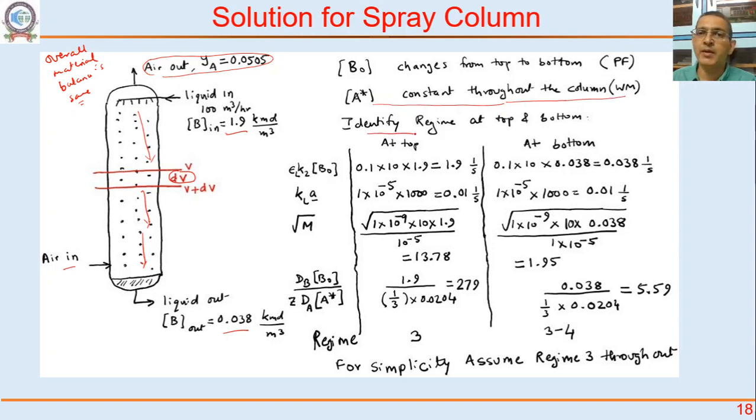Now identify regime at the top and the bottom. At the top, epsilon L K2 B naught is 1.9 second inverse, KLA 0.01 second inverse, root M 13.78, right? dB B naught by Z dA star 279, regime 3. At the bottom of the column, epsilon L K2 B naught 0.038, KLA 0.01, root M 1.95, dB B naught by Z dA star 5.59, between regime 3 and 4. See?